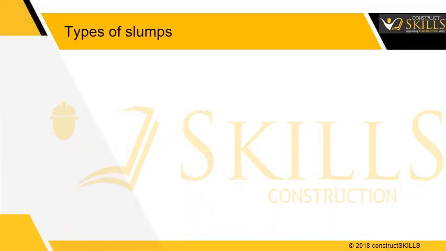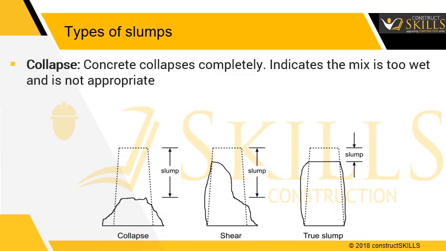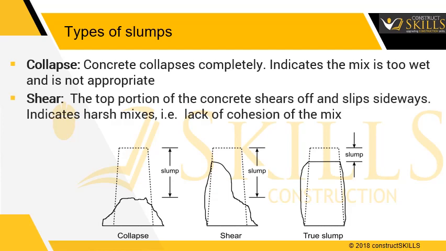Types of slumps. Collapse: when concrete collapses completely, it indicates the mix is too wet and is not appropriate. Shear: when the top portion of concrete shears off and slips sideways, it indicates harsh mixes, like lack of cohesion of the mix. True: when the concrete simply subsides.